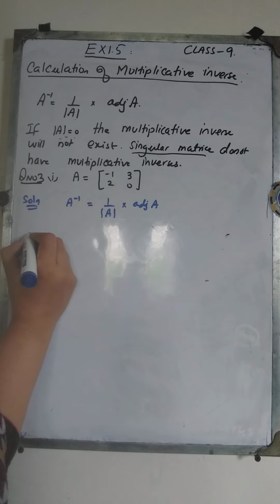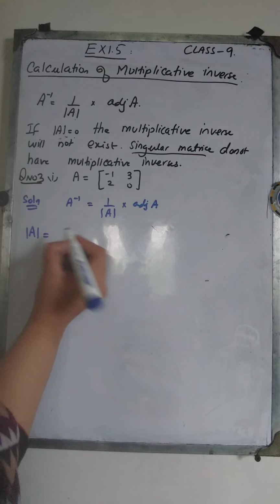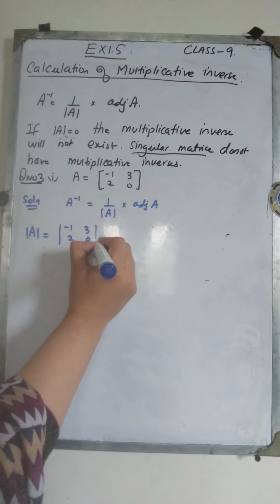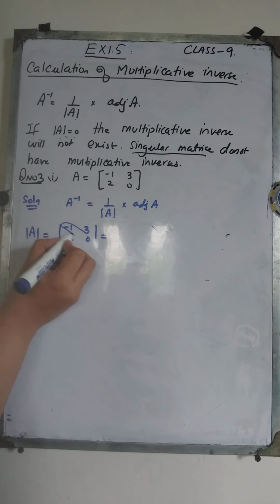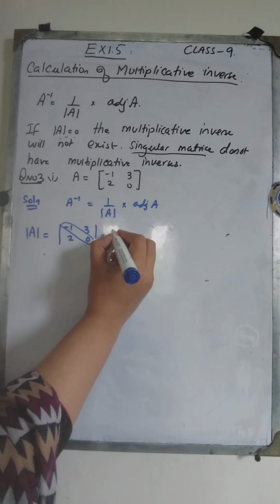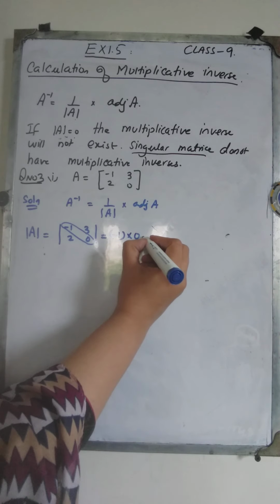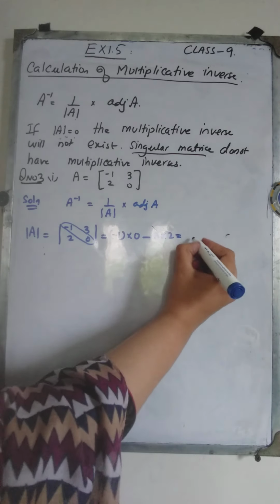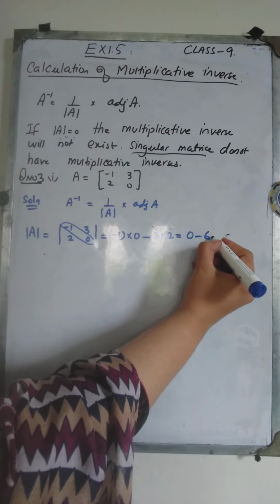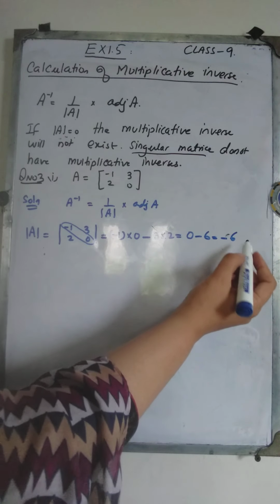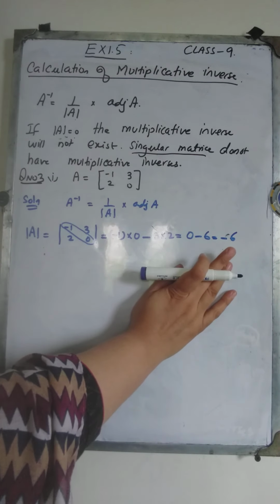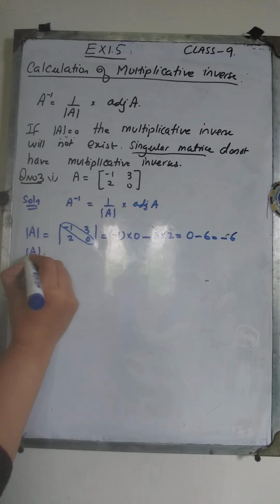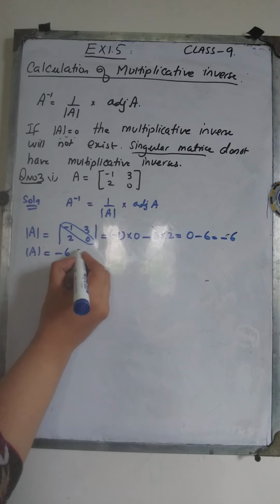First we calculate the determinant of A, as we did in the previous lecture. This is the product of the main diagonal elements minus the product of the other two: -1 times 0 minus 3 times 2. So the answer is 0 minus 6, which is equal to -6. As it is not equal to 0, the multiplicative inverse will exist and we have to calculate it. So the determinant of A is -6.